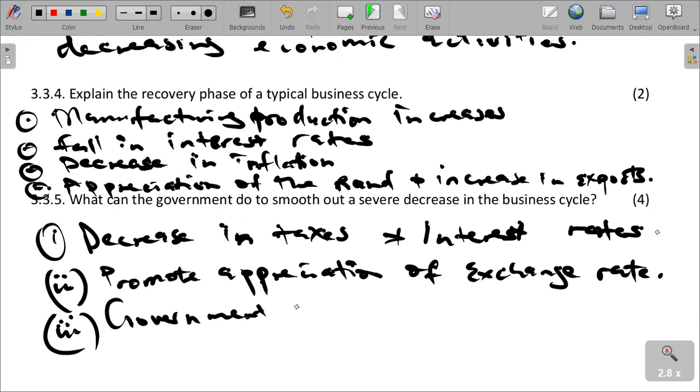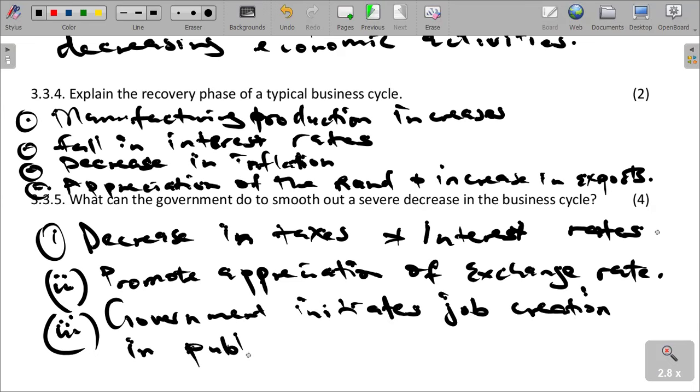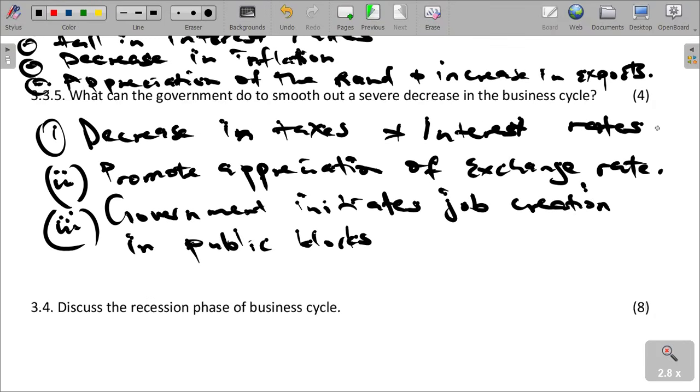Government also initiates job creation in public works. People must get jobs in order for the economy to do better. We can talk about provision of education and training in order to improve the skills of people.